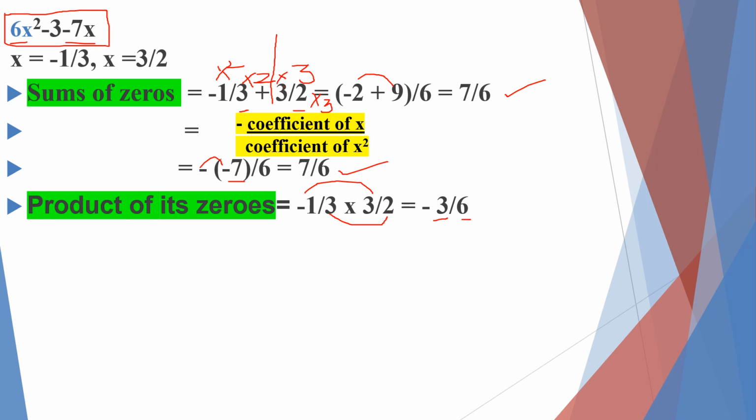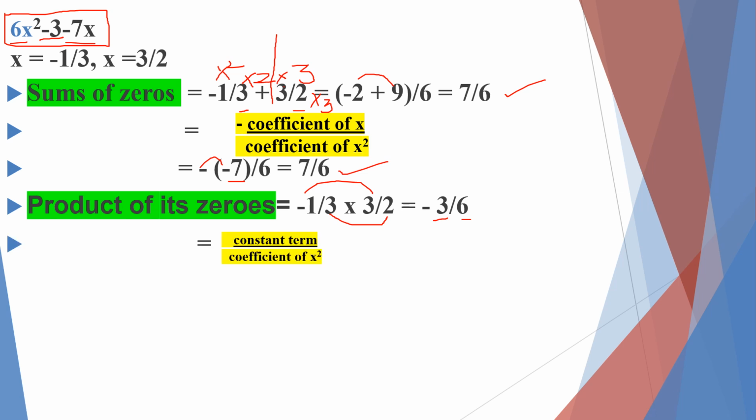So what will be the formula of the product of its zeros? It's the constant term divided by the coefficient of x square. So what is the product of its zeros formula? Constant term divided by the coefficient of x square. Constant term is minus 3. Coefficient of x square is 6.